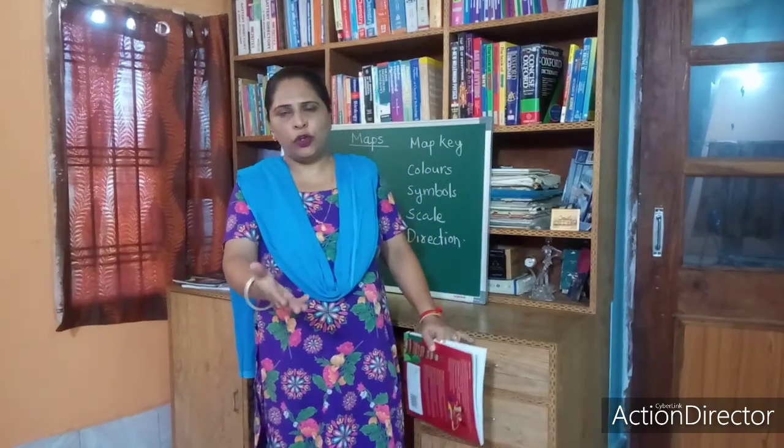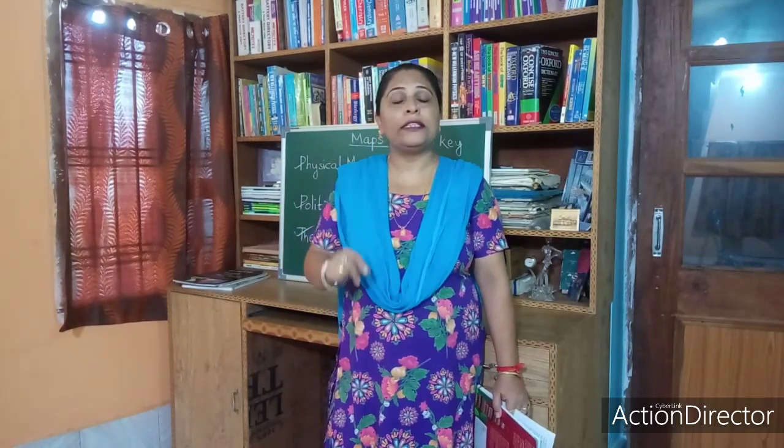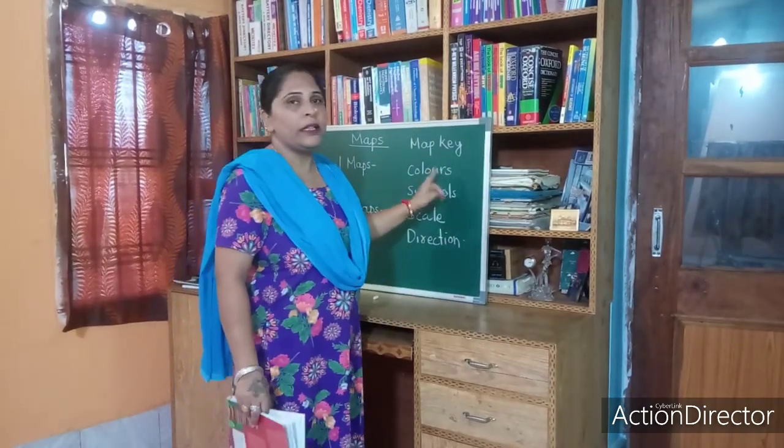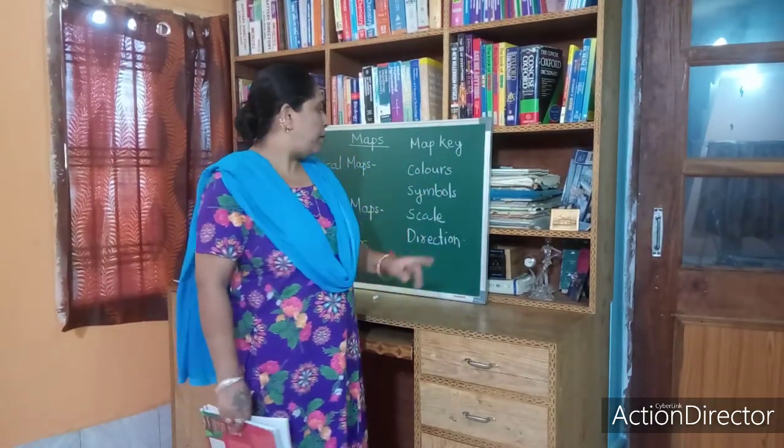Just now I showed you ahead in this video that yellow color is desert region, deep green color is forest region, and blue color is seas and oceans. So colors play an important, vital role in reading the map.